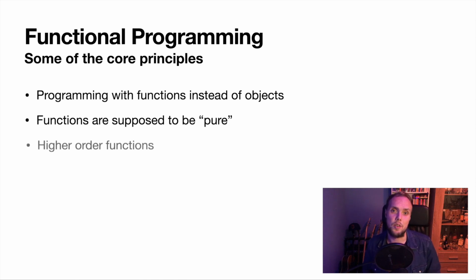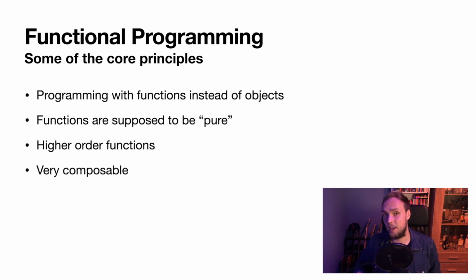Functional programming also uses something called higher order functions. Now, this is just a fancy word for functions that take closures or other functions as their input, like map in Swift, for example. And functional programming tends to be very composable. It means that you can often chain functions together and that kind of stuff. Now let's look at an example of functional programming in Swift.